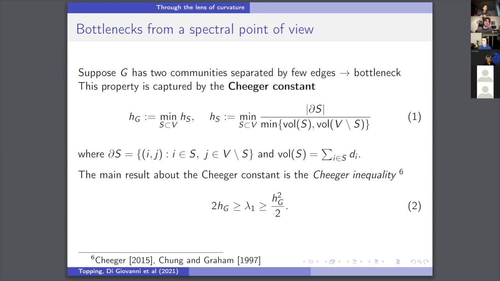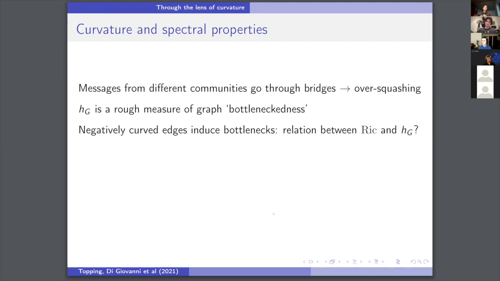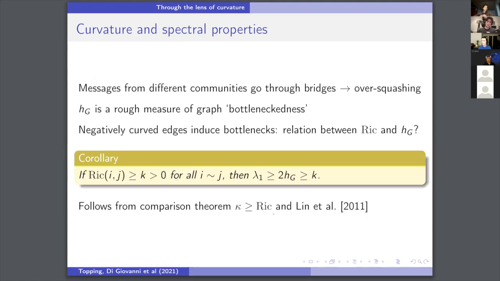So in other words, the Cheeger constant is measuring in a rough way how bottlenecked the graph is. And I'm saying rough because it's just a number. So it's a global measure, it's not local. And it only sees the partition of the graph into 2 communities. But since we've seen that negatively curved edges induce bottlenecks and therefore cause oversquashing, one would expect a relation between the curvature and the Cheeger constant. So in other words, with the spectral gap.